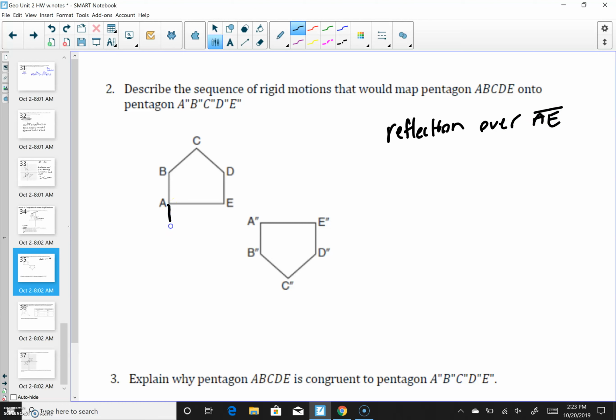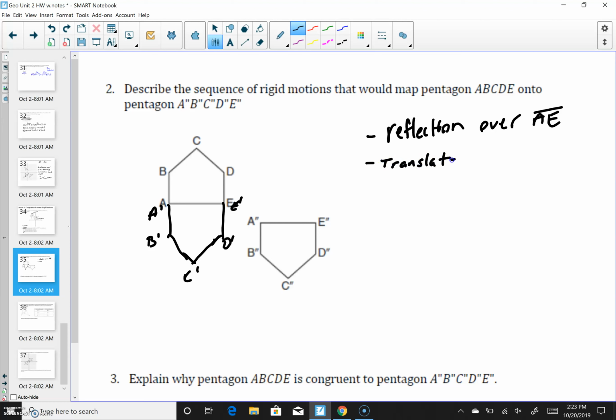So when we do that, we end up here with our pentagon shape. And if we do it over line segment AE, then we end up with A prime and E prime ending up in the exact same spots and only a few points actually moving. So we're going to start with a reflection over AE, and then we're going to need to slide it because now everything's facing the same direction, but we have to translate it.